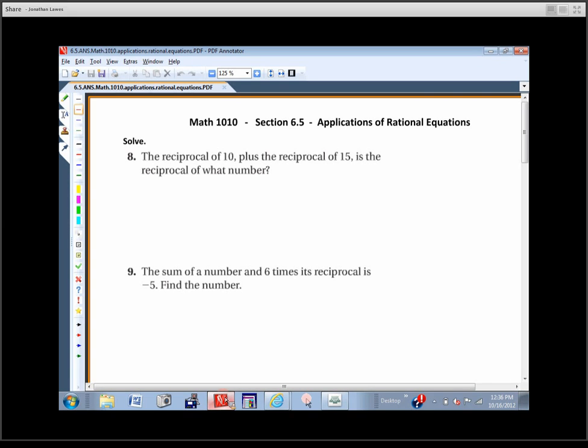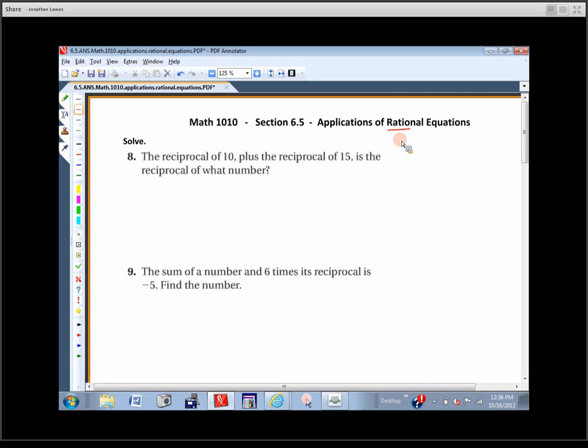Okay, so this section is on applications of rational equations. Does anybody remember what the root word of rational is? Ratio. Okay, and what is a ratio? Ratio is just a fancy word for a fraction. So these are going to be equations with fractions in them. We know how to solve those. We learned how to solve those last week. And we're going to do applications.